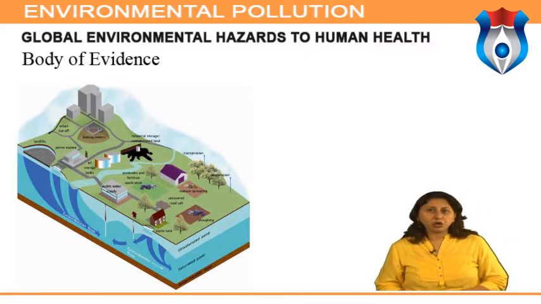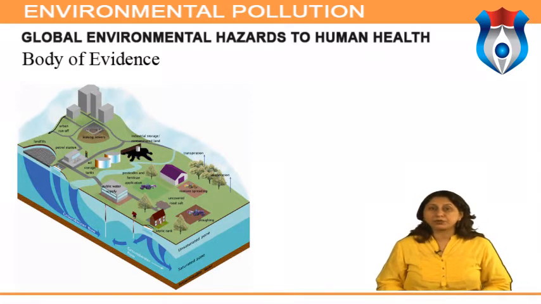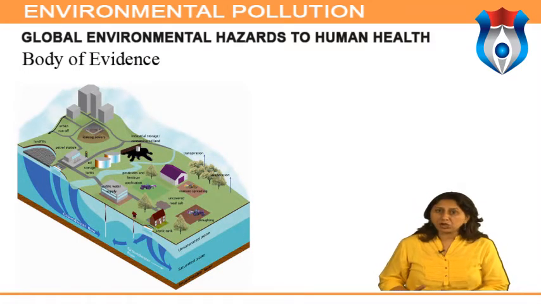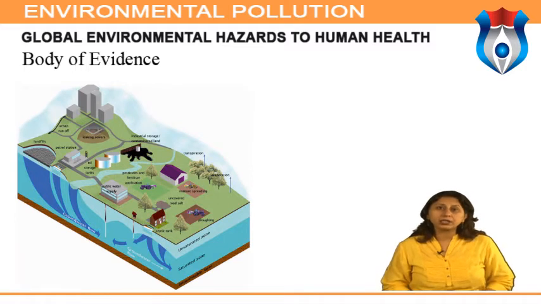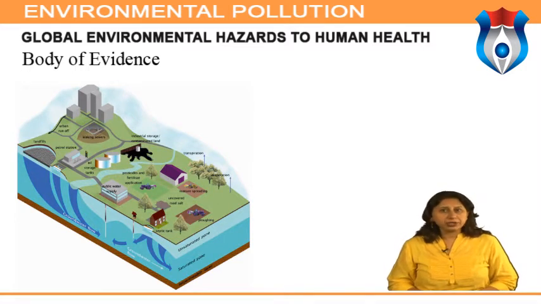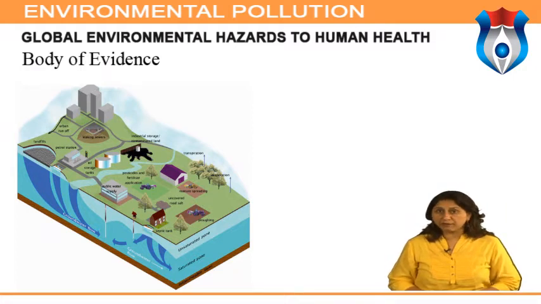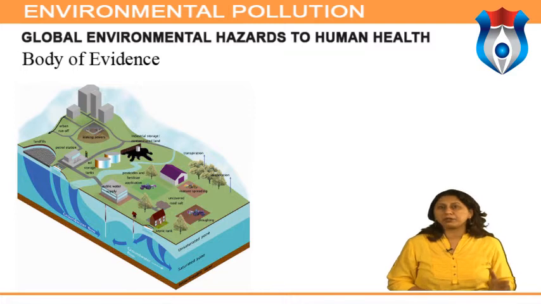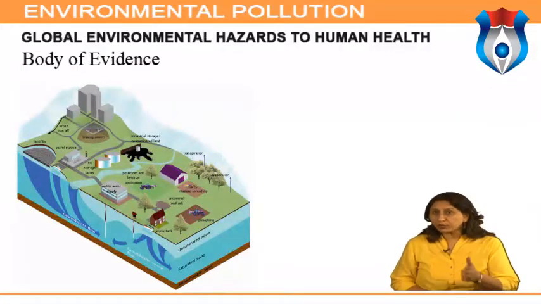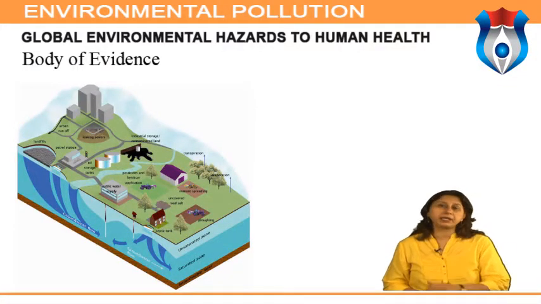Many occur on the job, where workers are exposed to doses typically much higher than those encountered in the ambient environment. Although occupational exposures are a major source of ill health globally, this subject is outside the purview of this section, which focuses on chemicals in the ambient environment.